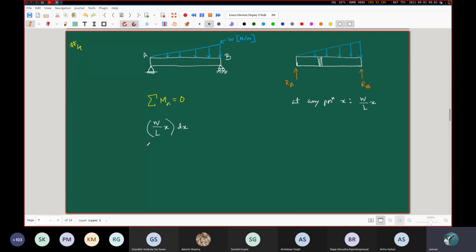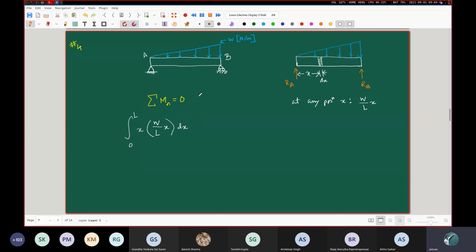So what is the moment arm? x. Yes, this distance here is x, and this one here is dx. So W by L into x, that is the intensity, multiplied by the length dx, this is the force. And that force multiplied by x is the moment about the point A. This has to be integrated from 0 to L. That is how you take into account the entire contribution to A.